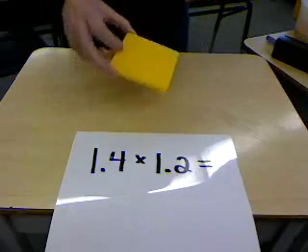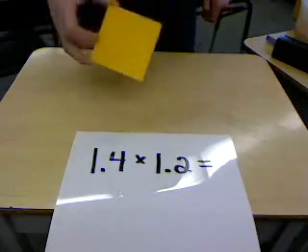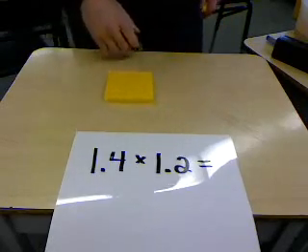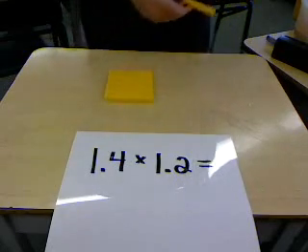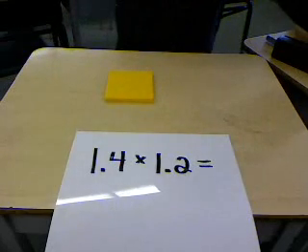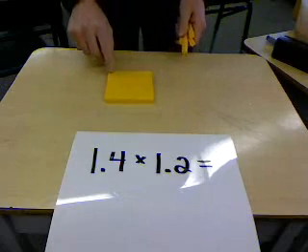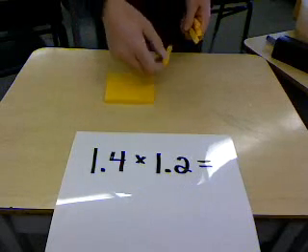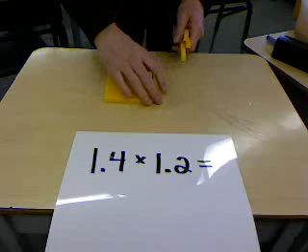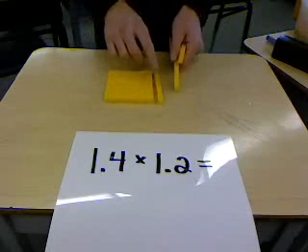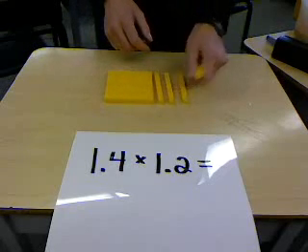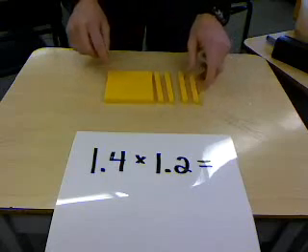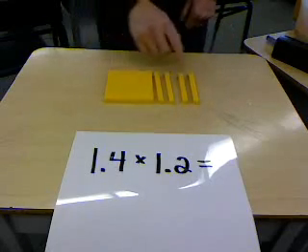What we're going to do is this 100 grid is going to represent 1. So first of all, we're going to represent 1.4 going across the top. We're moving this direction, so this is one whole, and then we're going to place in 1.1, 1.2, 1.3, and 1.4 going horizontally.